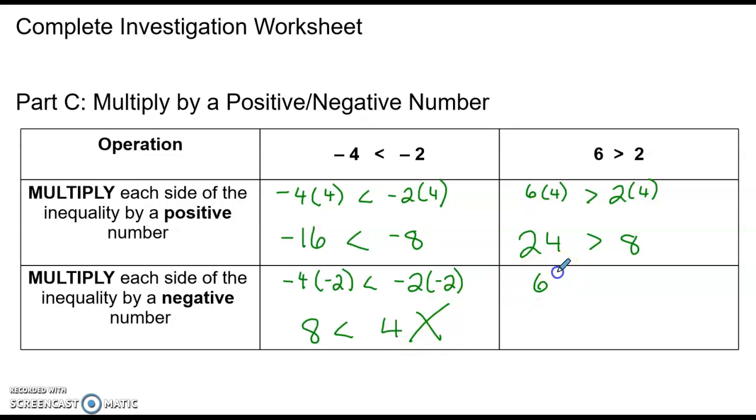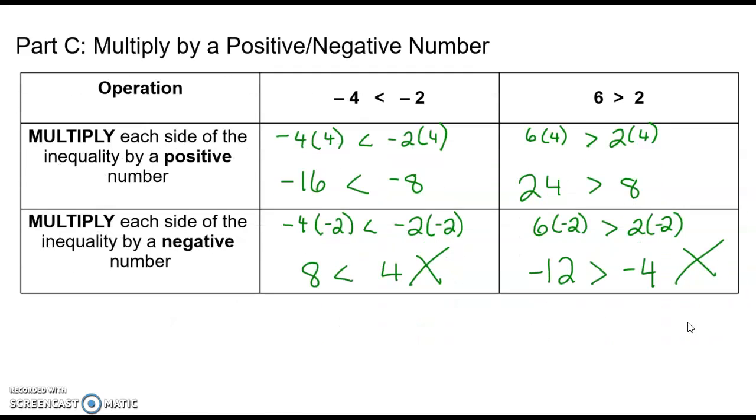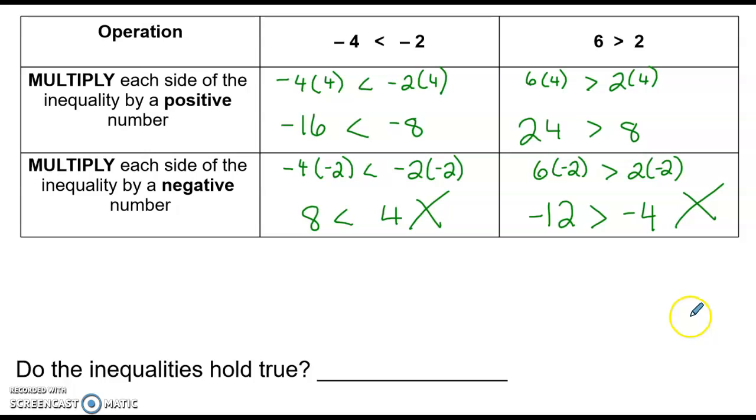Let's try the other one. Let's multiply both sides of that by -2. So we get 6 times -2, which is -12, and 2 times -2, which is -4. Is -12 greater than -4? No, it's not. We know it's less than. So, do the inequalities hold true? No, they do not.